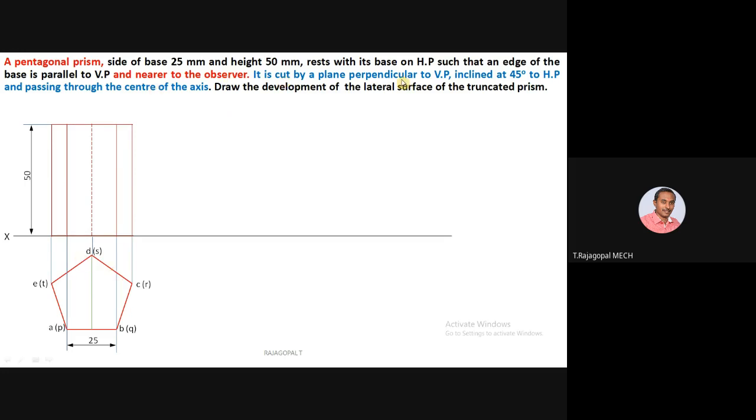It is cut by a plane perpendicular to VP, inclined at 45 degrees to HP. We are going to draw an inclined line at 45 degrees from XY, passing through the center of the axis. The height of the axis is 50 mm, and the center of 50 is 25. So take 25 mm. Before that, you can give notations. I hope you are all very comfortable with these steps. It has been taught to you since projection of solid, followed by section of solid.